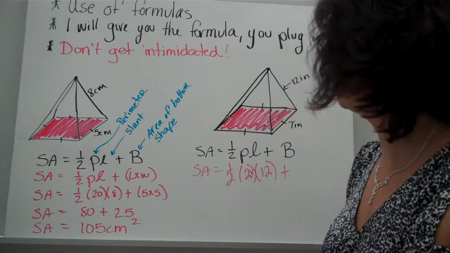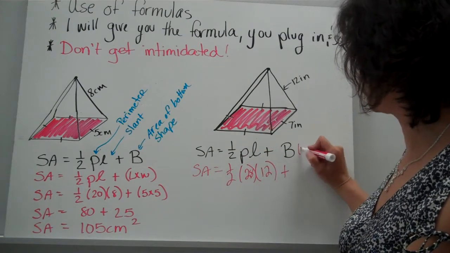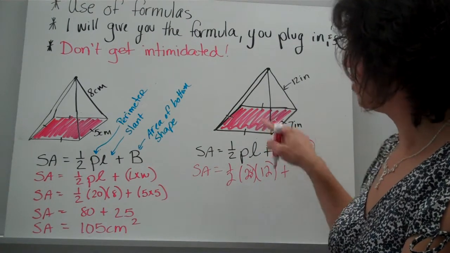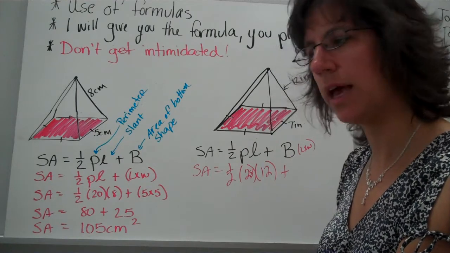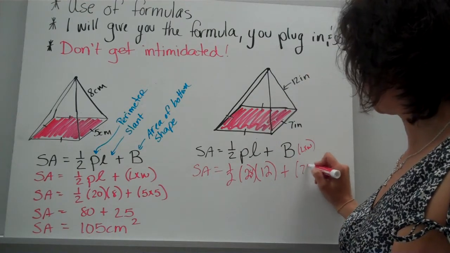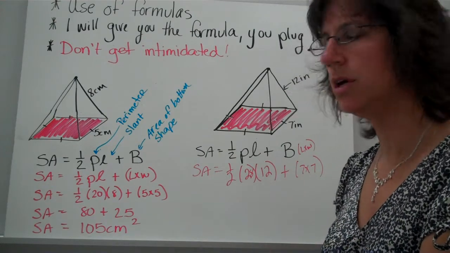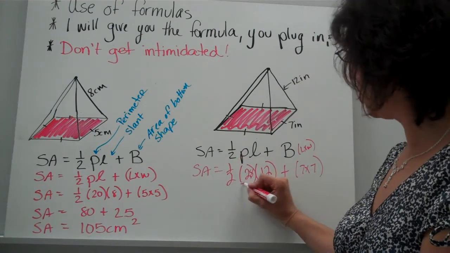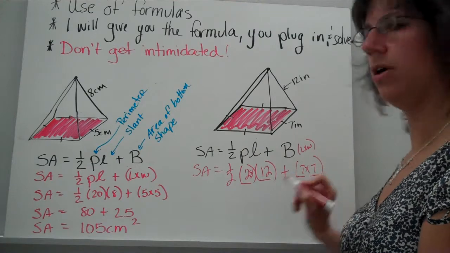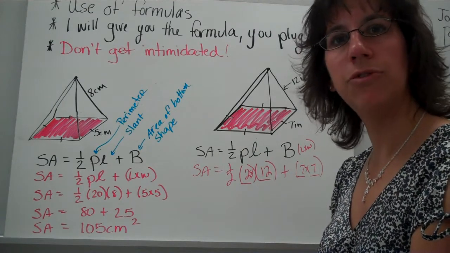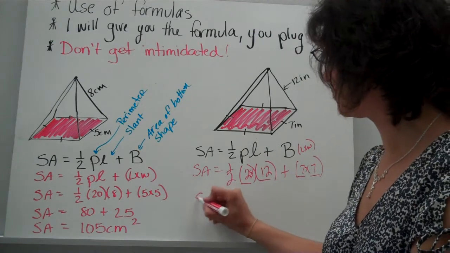Well, what kind of shape is at the bottom? It's a square, so I should be doing length times width. Just looking at the base, what's the length and the width? Did you get 7 times 7? Remember, it's all about plugging in the numbers. Once you can find all those 4 pieces of information, now you grab your calculator and multiply them out.